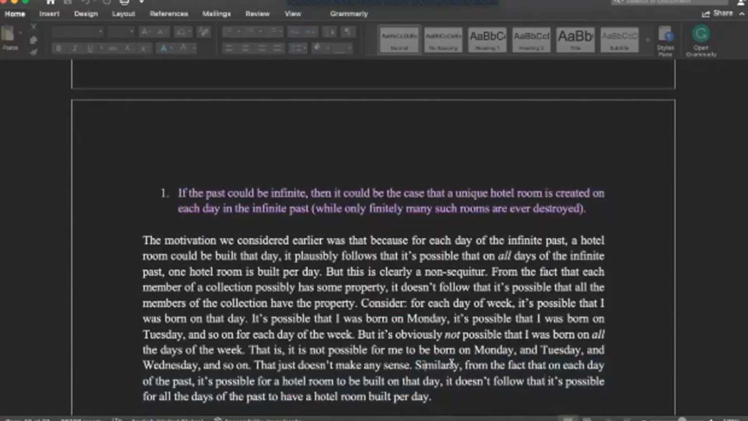Similarly, from the fact that on each day of the past, it's possible for a hotel room to be built on that day, it doesn't follow that it's possible for all the days of the past to have a hotel room built that day. And actually, by the way, this is a formal logical fallacy.